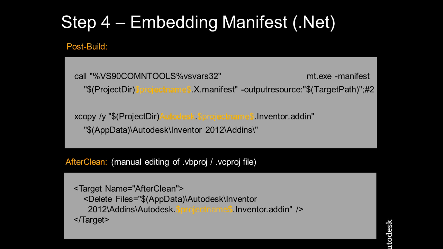The fourth step is to embed the manifest file and set up the post-build step in our project. For .NET, you can edit the post-build step through the Visual Studio properties, and you can just copy those lines into your project, changing the name in yellow according to your project properties. You can as well manually edit the VBproj or VCproj file in order to set up this after clean step that will automatically delete the .addin file from the location and then unregister your add-in.